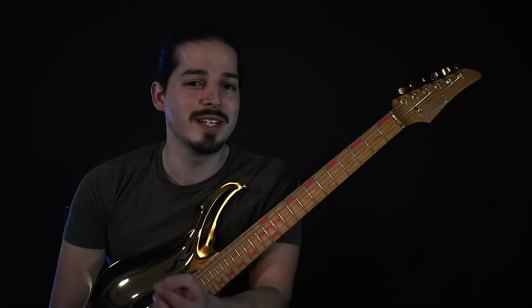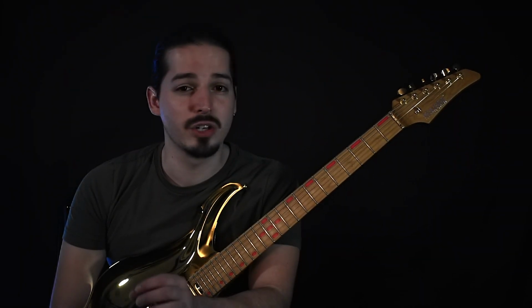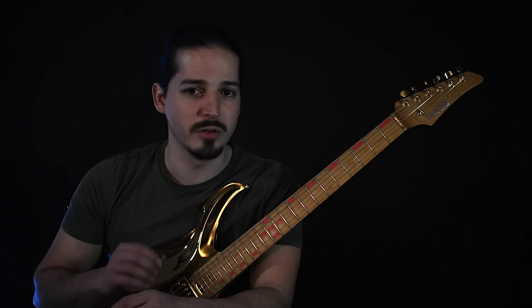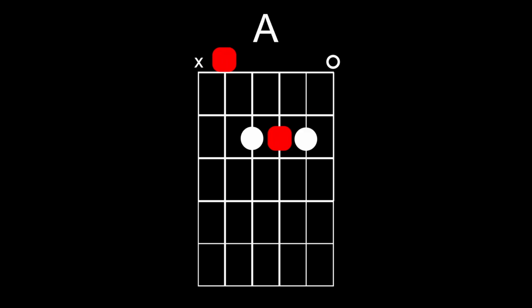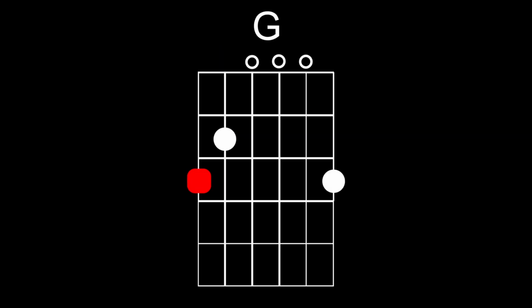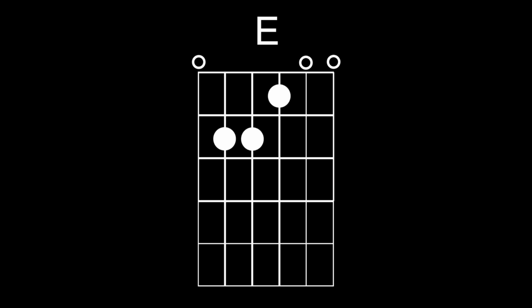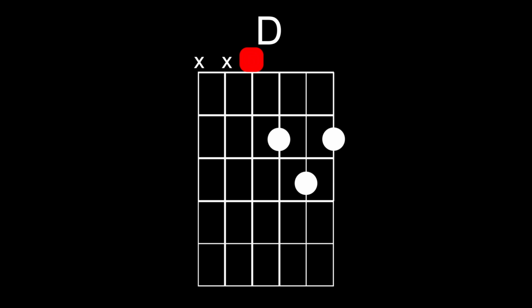Now what we want to do is get rid of the 3rd and the 5th of each chord, so we end up with only the root notes. For example, for C, I end up with this note here and this one here. And the distance between these 2 notes is what we call an octave shape. And for C, we're gonna call it pattern 1. Then for A, we end up with pattern 2, G has pattern 3, E is pattern 4, and D will be pattern 5.